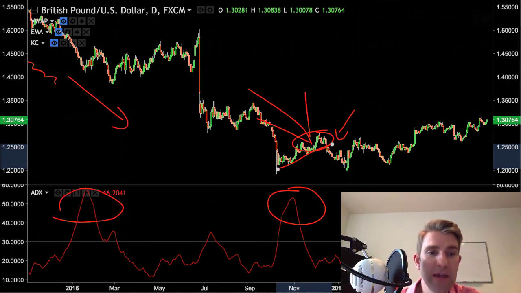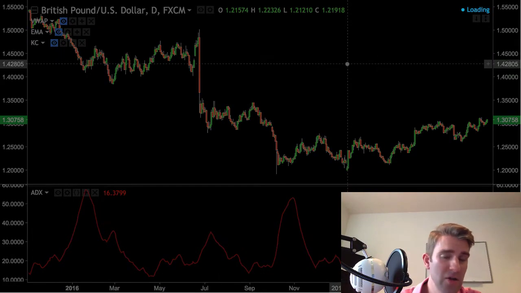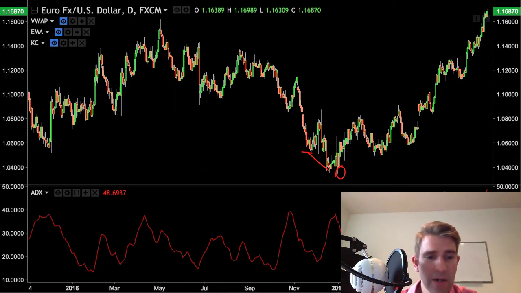Another thing you can do with the ADX, let me just clear off some of these pens so we get a little bit clearer on what's going on. Another thing you can do, and let's pull up something else like a euro, or maybe put up a commodity in a second as well. Another thing you can do, I've lost my line. Let's get my line back.